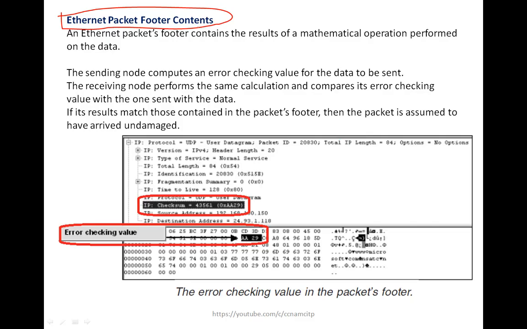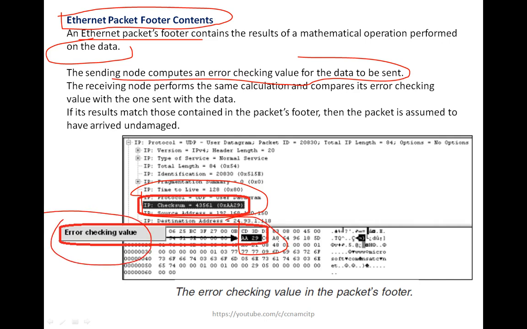An Ethernet packet's footer contains the result of a mathematical operation performed on the data. The sending node computes an error checking value of the data to be sent. Guys, I don't want to read this much information. As you can see here, this IP checksum is used for error detection. If there is any error inside that particular packet, they will rectify it. That is what this is useful for. If you want to find it, you can find something like AA29 as the error checking value. It should be like this only.